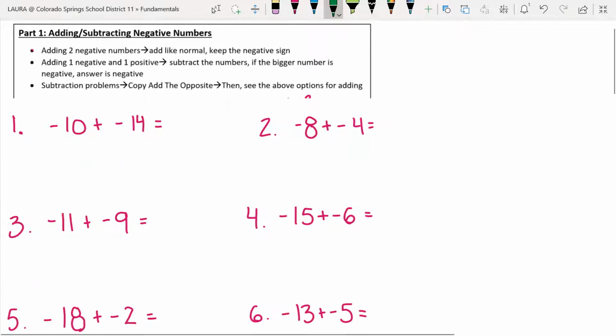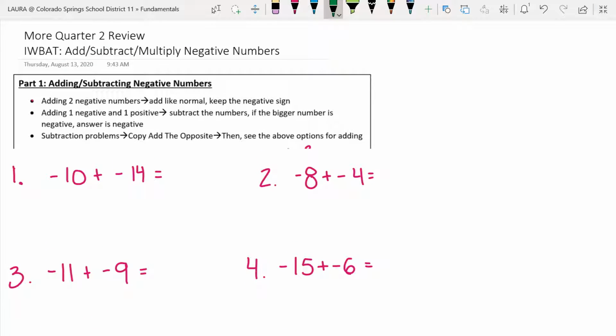So our first problem is -10 plus -14. This is the one I'm going to do for you. I'm adding, because there's a plus sign, and I'm adding 2 negative numbers because both numbers have a negative sign. According to my very first bullet point, if I add 2 negative numbers, we add like normal and keep the negative sign. So I'm going to add 10 and 14. That gives me 24, and I just keep my answer negative. So for number 1, my answer is -24.